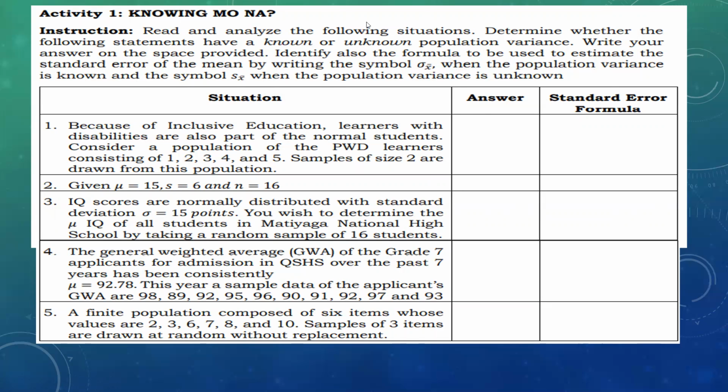Let's analyze this situation. So, tandaan natin, in order to do that, we have to look for clues. So, let's try number one. Because of inclusive education, learners with disabilities are also known as the normal students. Consider the population, take note of this, the population. Take note that the population of the PWD consists of 1, 2, 3, 4, 5, and a sample size of 2 are drawn from this population.